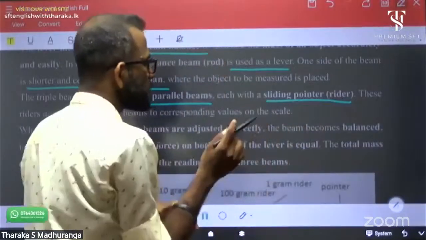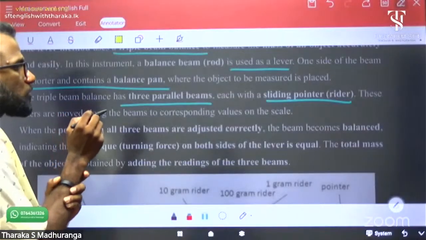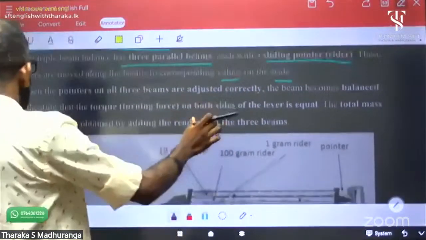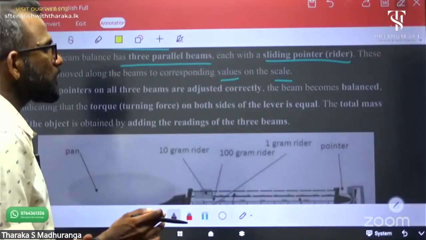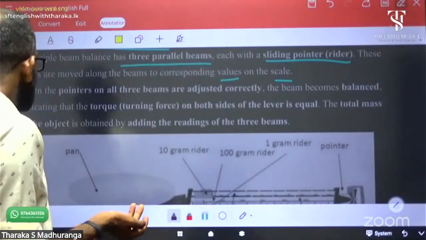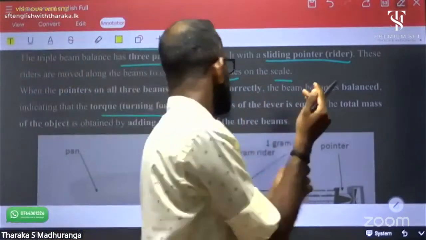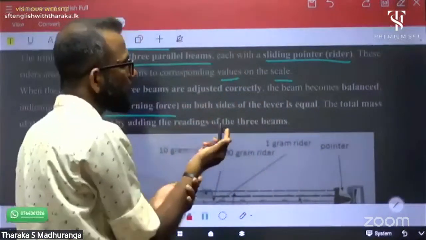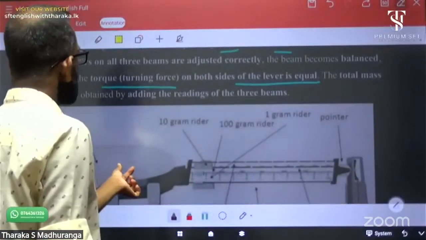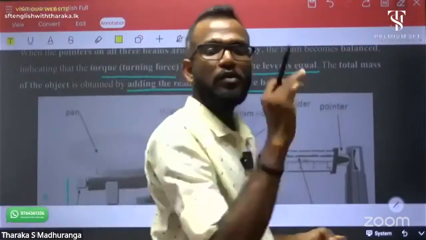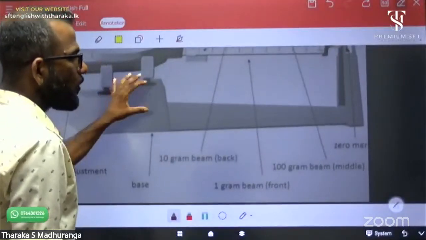Pointer means sliding riders. These riders are moved along the beam to the corresponding value on the scale. When the pointers on all 3 beams are adjusted correctly, the beam becomes balanced, indicating the torque, that means turning force, which we discussed in the first lesson, on both sides of the lever is equal. The total mass of the object is obtained by adding the readings of all 3 beams. Okay, those are all the parts given.